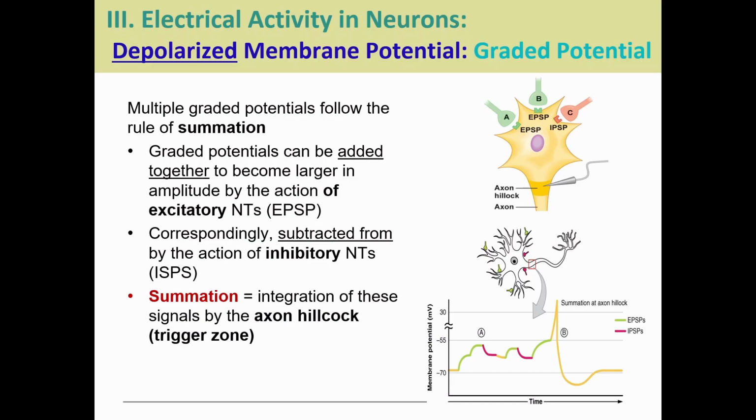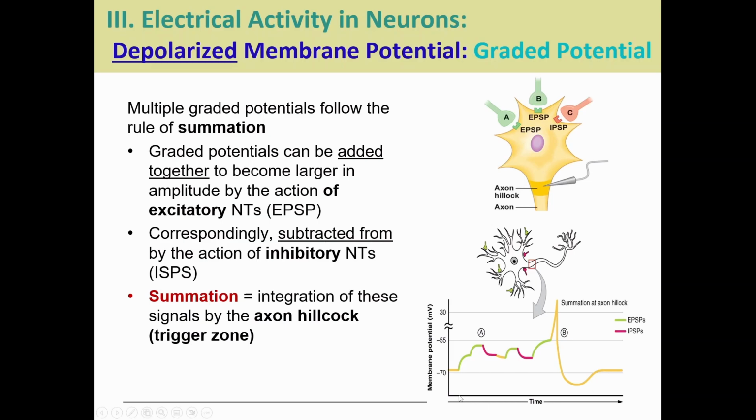So the excitatory ones get added together, the inhibitory ones get subtracted from that. And the summation is just the total, right, of this. Like all of them together, integrated together. Do we have more excitatory or do we have more inhibitory? Do we have enough excitatory over the inhibitory to meet the threshold?